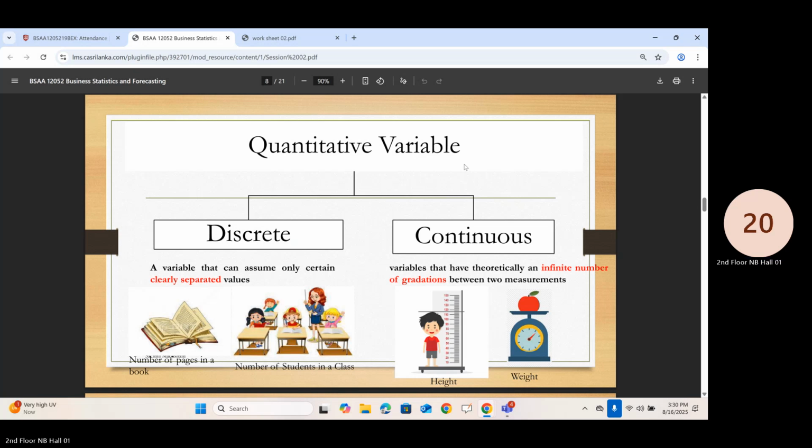From 40 to 41, an infinite number of numbers are there: 40.1, 40.11, and so on up to 41. Is it clear? These kinds of variables we call quantitative but continuous variables. Now clear? Discrete and continuous.